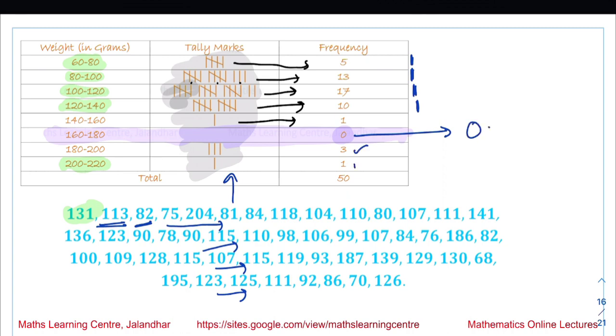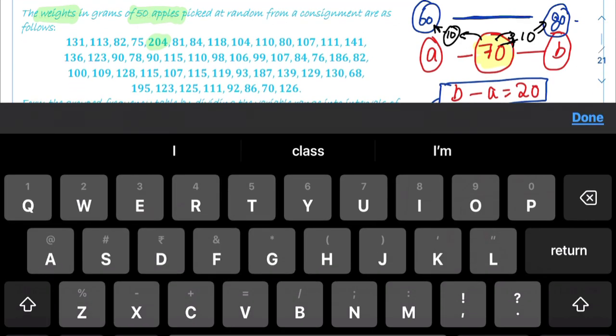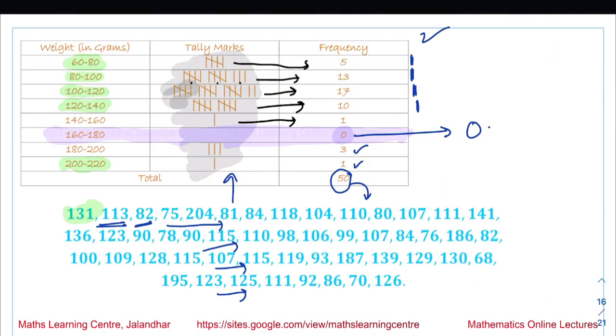Next it is 3, next it is 1, and the total value we have is 50, and it was also given in the question that the data that was collected was for 50 apples. So this is how we can write the classes. We are writing the tally marks, and these are the corresponding frequencies we are talking about.